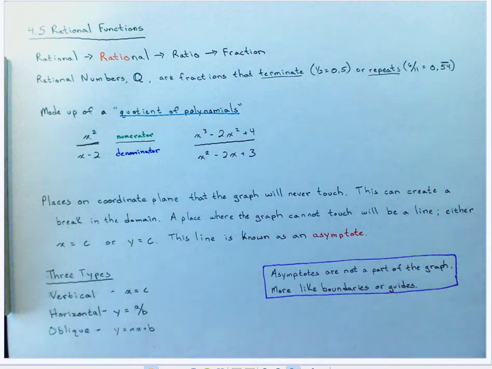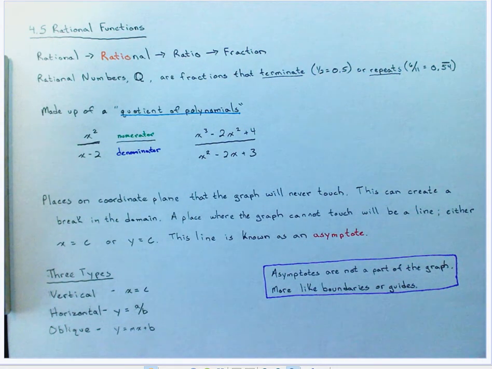So, with our rational functions, the main takeaway from this section is being able to understand that there are some places where the rational function just will not be graphed. And we'll get into that and be able to look at it and explore it. But the graph will never touch certain spots, or you could even say a line through the graph. It'll never touch that line. This can create a break in the domain, which is why we don't consider rational functions to be polynomials, because polynomials have a domain of all real numbers, negative infinity to positive infinity.